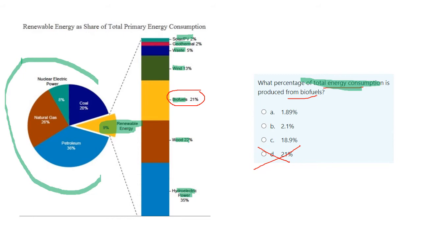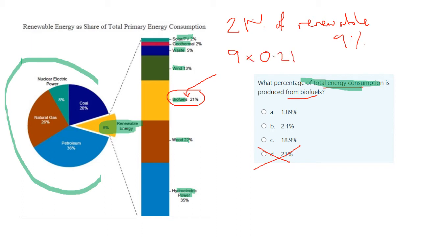So what do we have? Well, we have that biofuels is 21% of 9%. Biofuels is 21% of renewable. And renewable is 9%. So we need to times 9 by 0.21 to find out what the percentage is. So we get the answer 1.89.